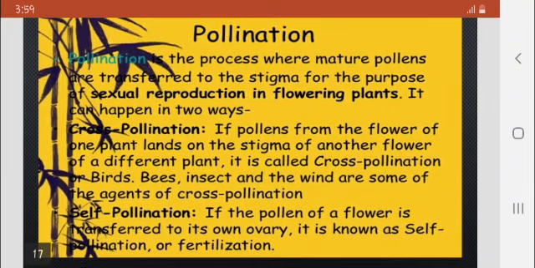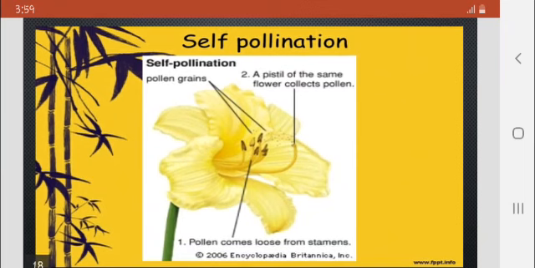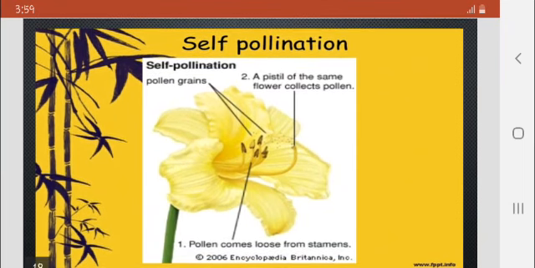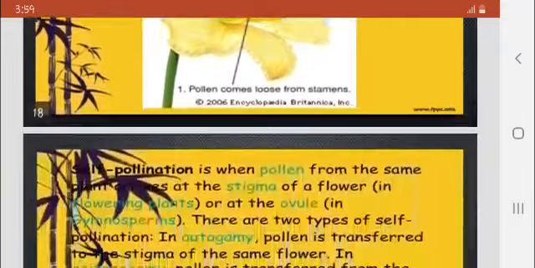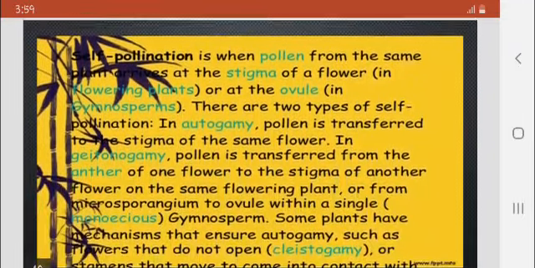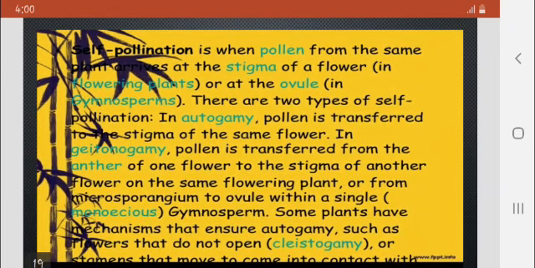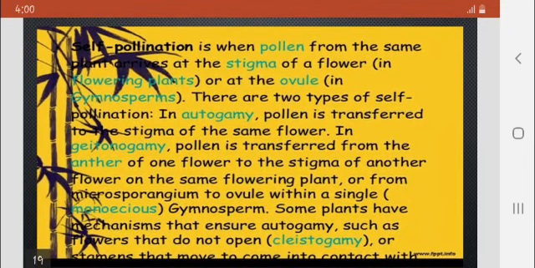If the pollen of a flower is transferred to its own ovary, it is known as self-pollination. Just look at the diagram of self-pollination. The pollen grain of the same flower falls on the stigma of the same flower, and this is called self-pollination. Self-pollination is when pollen from the same flower goes to the stigma of the flower in flowering plants, or to the ovule in gymnosperms.